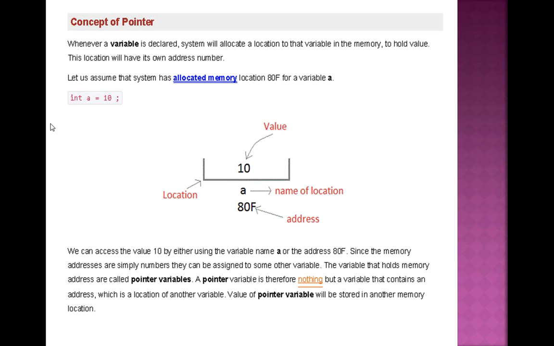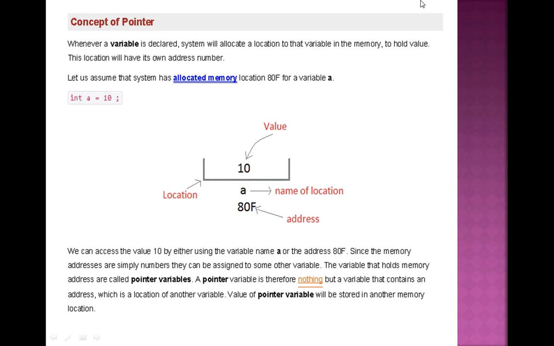Then the concept of pointer. Whenever a variable is declared, the system will allocate a location to that variable in memory to hold the value. The location will have its own address number. As you know, every variable stored in memory must have a unique address number. That address number will be given by the pointer. So a pointer stores the address of another variable of similar data type.